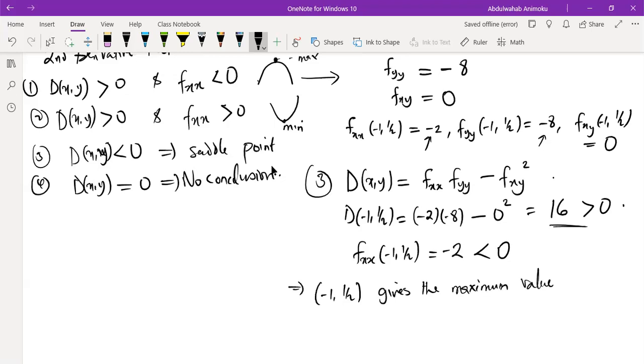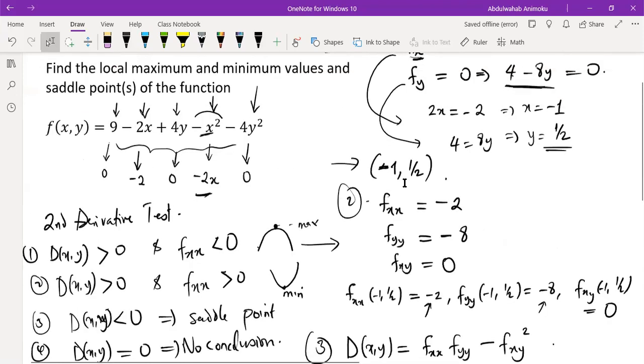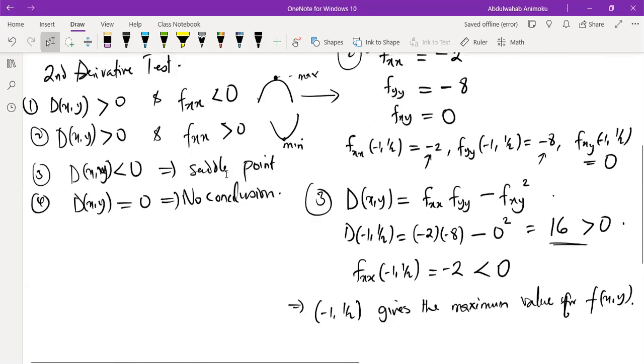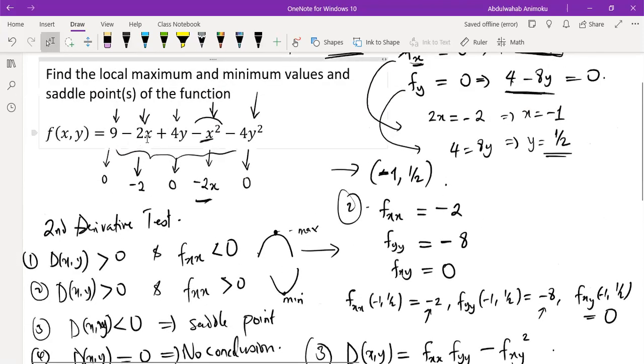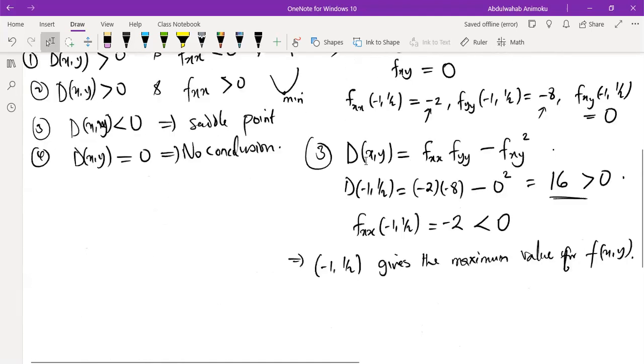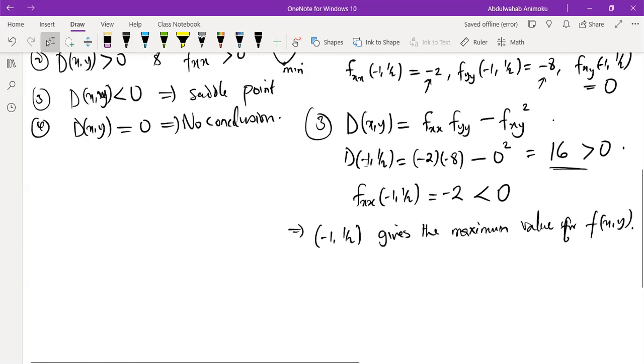value for f of xy. Okay, so you can basically substitute this -1 and 1/2 into the function to calculate that particular maximum value. You can do that as your classwork.